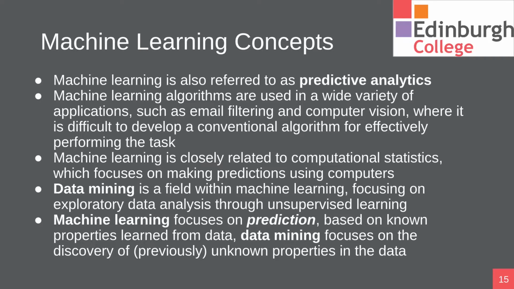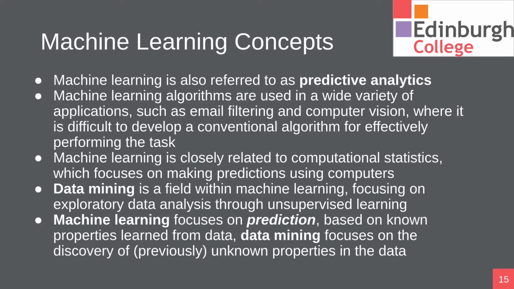So machine learning is closely related to computational statistics, which focuses on making predictions using computers. Data mining is actually a field within machine learning, focusing on exploratory data analysis through unsupervised learning. Machine learning focuses on prediction based on known properties, but data mining focuses on discovery of previously unknown properties, as I explained before about data mining.